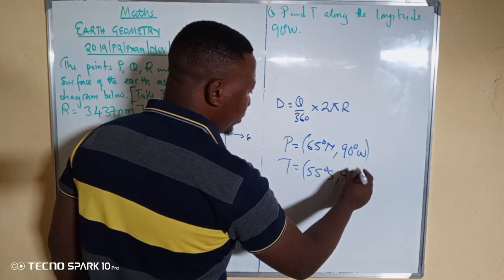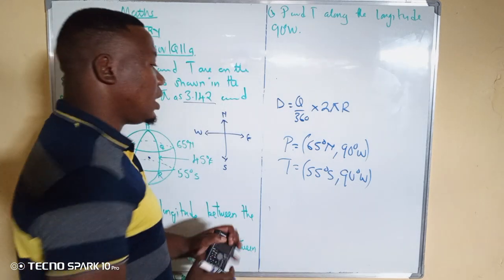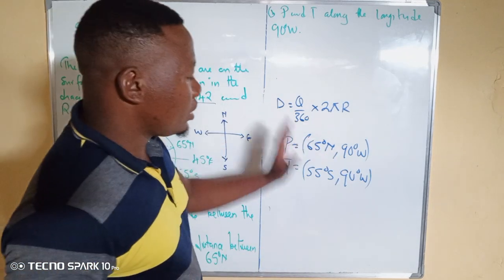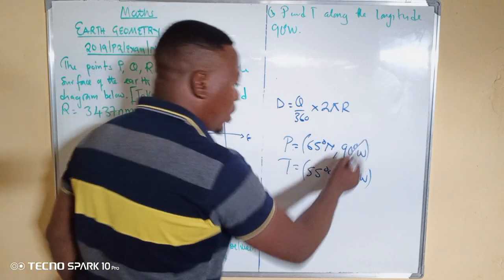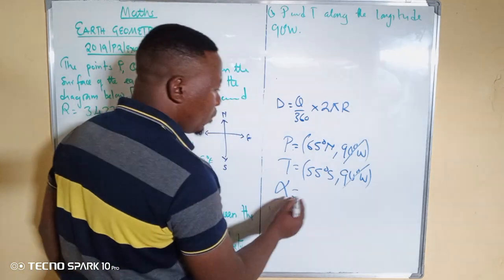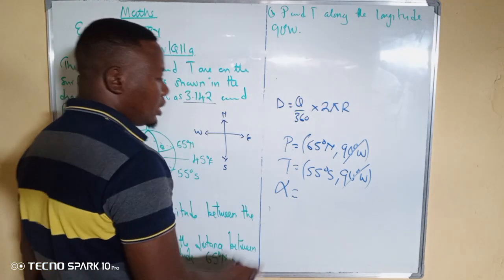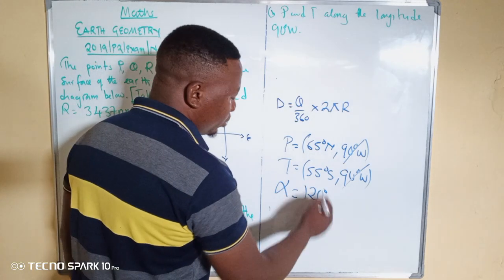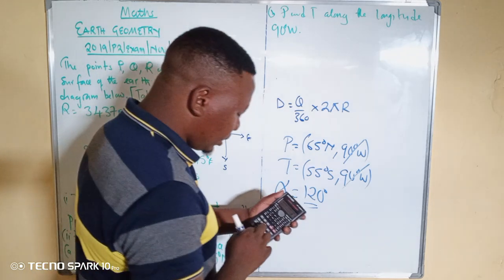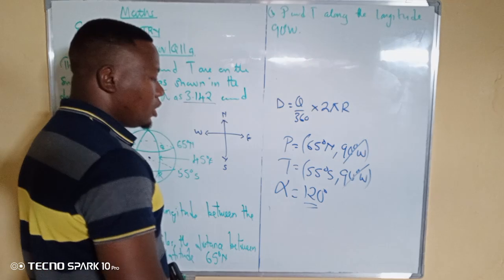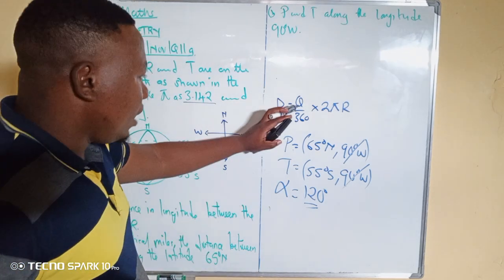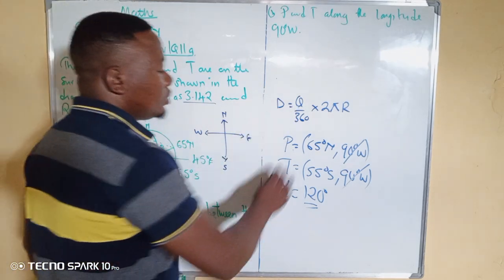90 degrees west. So when you find numbers where the numbers are the same and the directions are the same, you cancel, and you add those that are different. I'm sure the answer you're going to get there is 120. You can prove it by saying 65 plus 55, we get 120 degrees. So we now put 120 here.